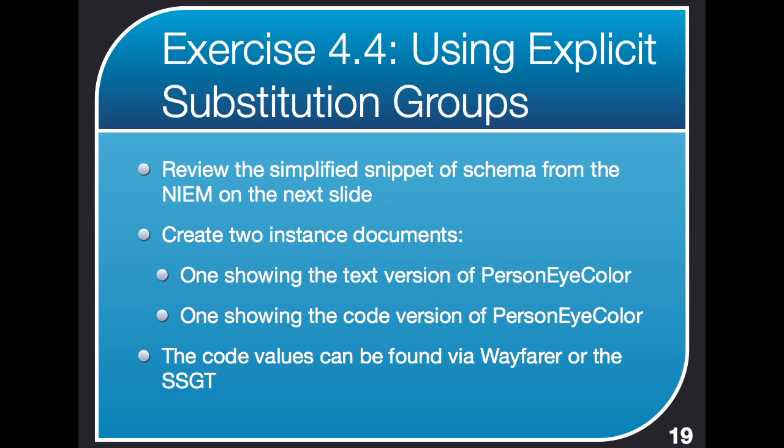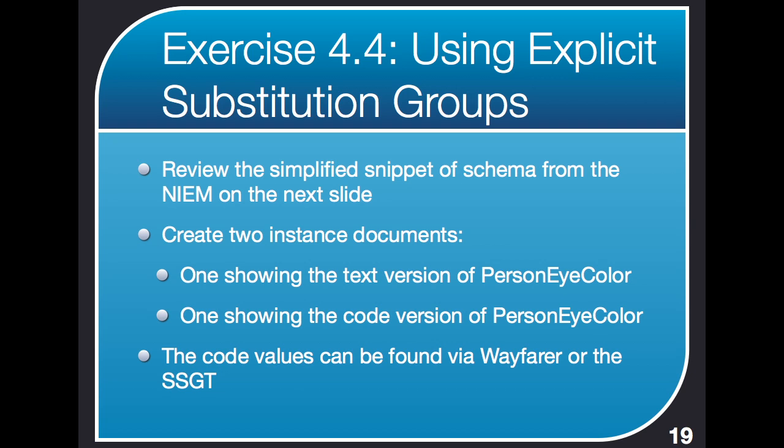The idea here is to review the simplified snippet of schema from the NIEM on the next slide. So it's from the NIEM, but we've simplified it down so it's readable on a slide. From that snippet of schema, which I'm going to tell you now is some schema defining some substitution groups, we want you to create two tiny little instance documents, one showing the text version of person eye color and the other showing the code table version of person eye color. And I don't mean complete instance documents, just little snippets are fine.